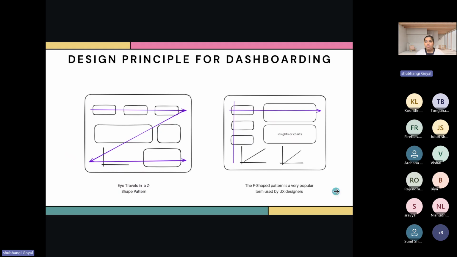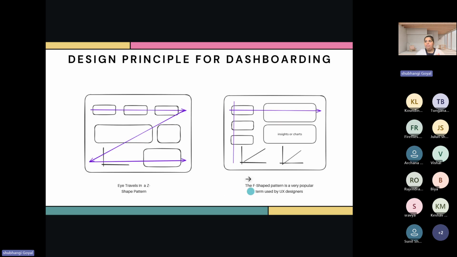So what I generally use is a Z-shaped pattern, which you can see in the purple line on the screen, or an F-shaped pattern, which is again in this purple line. The Z-shaped pattern works because your eye travels in a Z shape, from here to here. And designing with this method is very simple because you are able to see every single thing in a very simple manner.